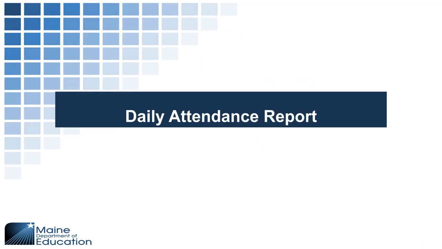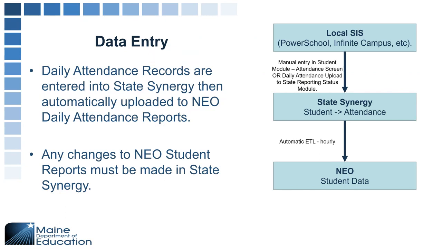Next, we have daily attendance reporting. Once again, daily attendance is added into usually your local student information system and then uploaded into State Synergy, either through manual data entry or through an upload in the state reporting status screen. All records that need to be changed within the NEO reports will have to take place in State Synergy in order to ensure that those changes are reflected in the final report.